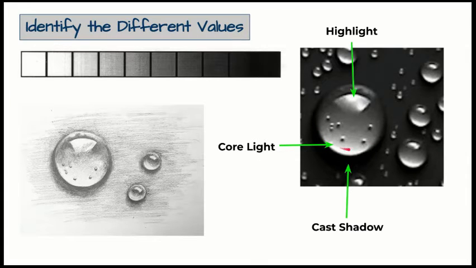Then there's the core light on the lighter side, and that can be represented by white or some of the lighter grays in the value scale. Then we have the core shadow, which is represented more by the darker grays, almost blacks. And then the midtones, those middle grays. Whenever you're drawing from a reference, try to identify where those different values are. Over here we have the highlight, the core light, the core shadow, and then some midtones. Let's take a look and see how this drawing was created.